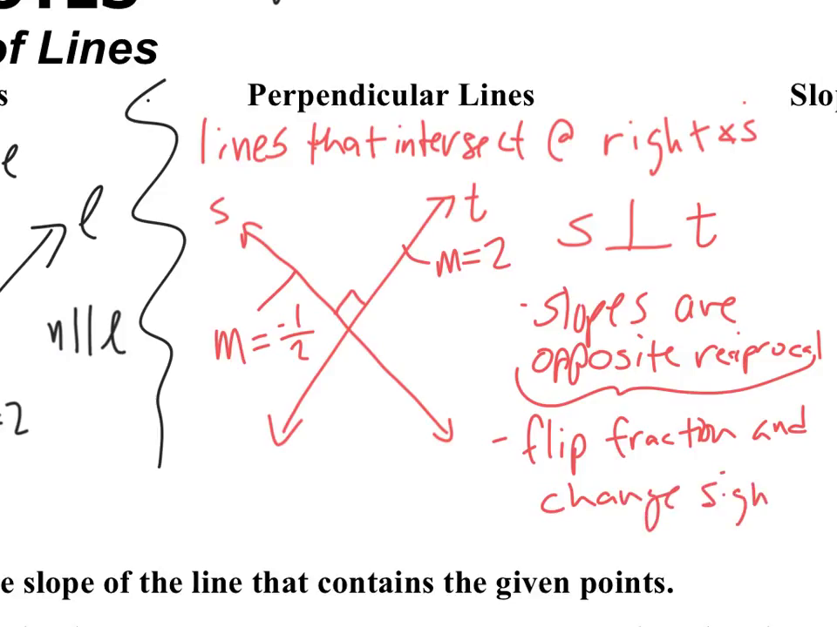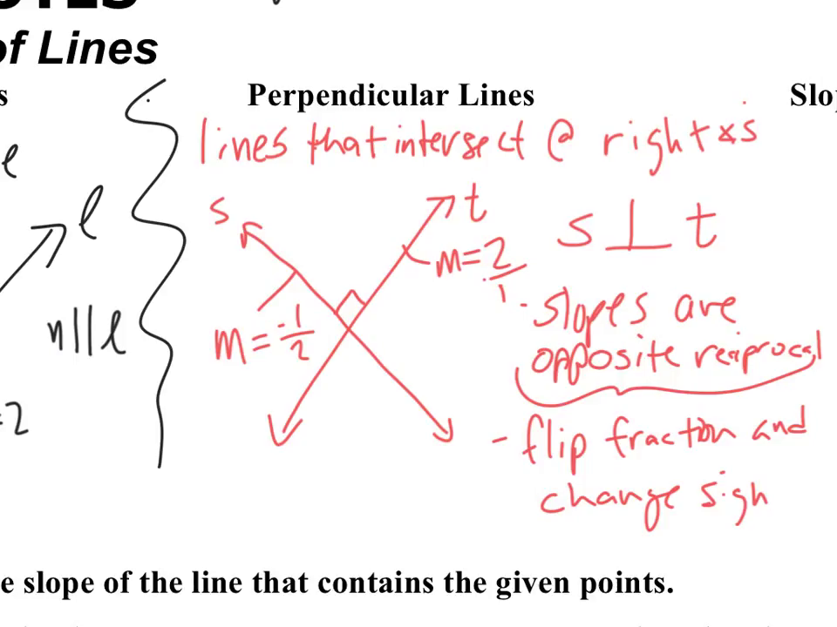Notice how if this is 2, this is really just 2 over 1. And so what I've done is I've flipped the fraction here and made this negative, and this is positive.